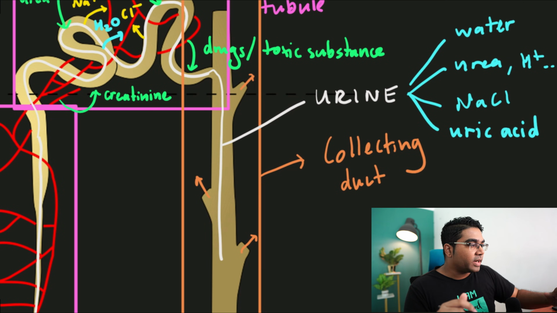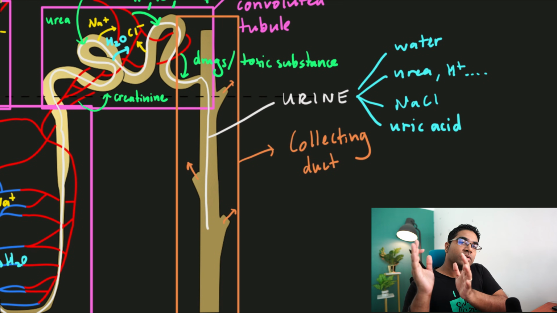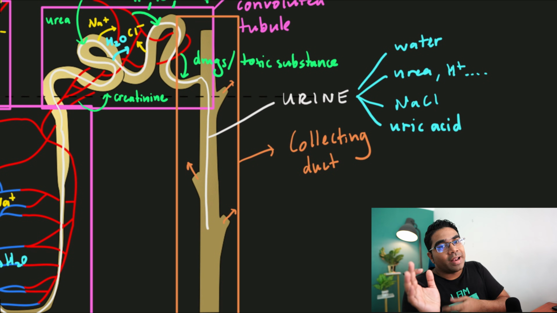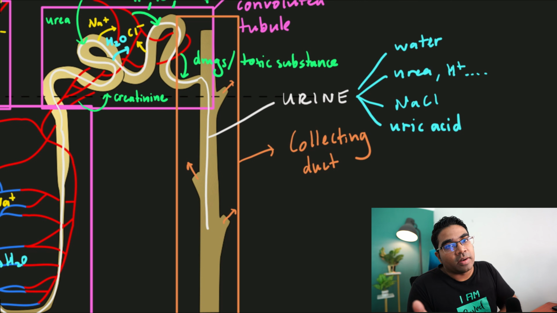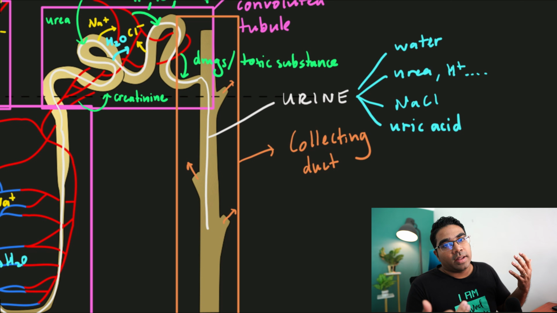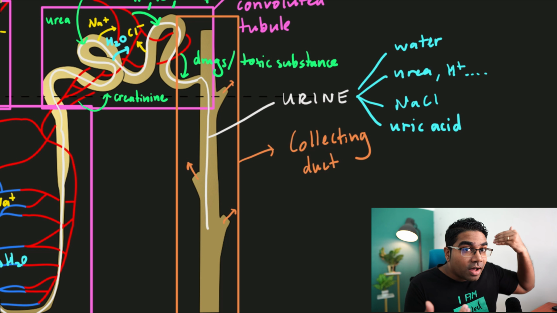And urine from the collecting duct is going to go into the pelvis of the kidney, which is then transferred to the bladder through the ureter. And when the bladder is full, there's a signal to the brain and urine is excreted out of the body.